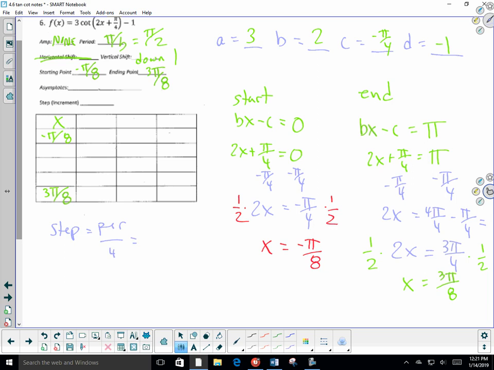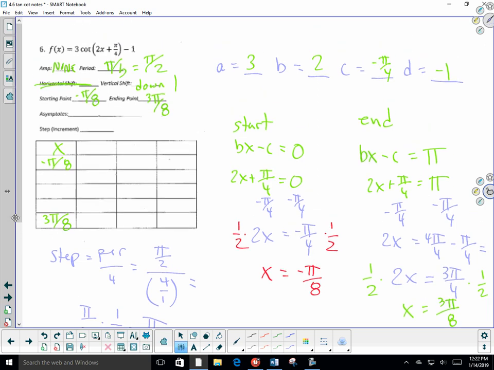Period divided by 4. So I want pi over 2 divided by 4, or think of that as 4 over 1. So that's going to be pi over 2 times 1 over 4. So the step is pi over 8. In this case, I want to keep adding pi over 8 each time. So when I do that, I get 0, pi over 8, 2 pi over 8, which is pi over 4, then 3 pi over 8, and so on.